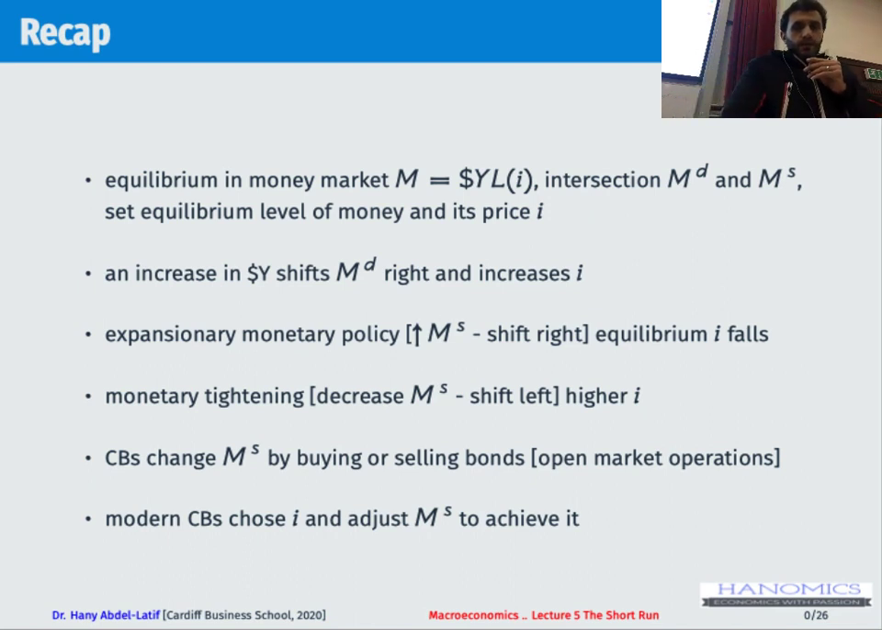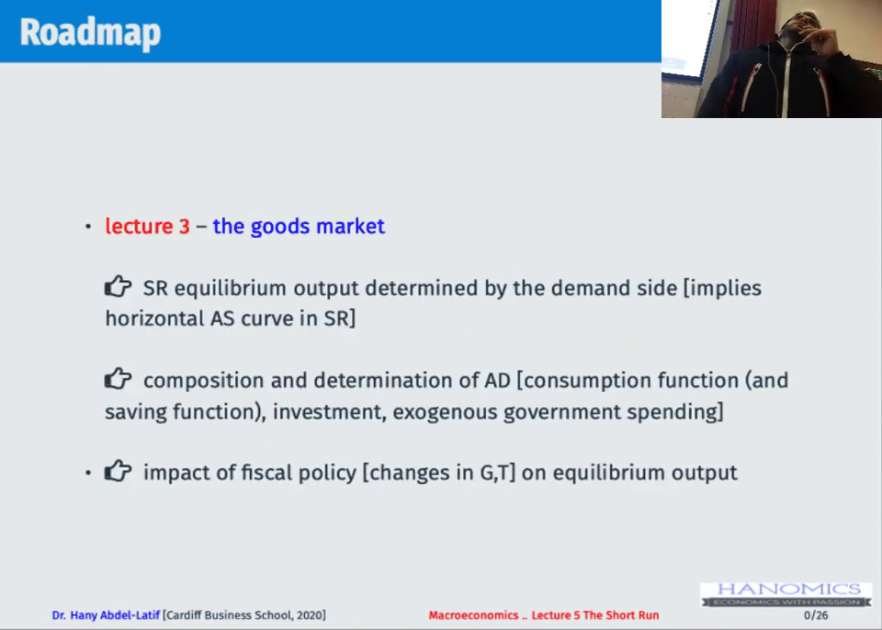This process is called open market operations. Okay? And we also highlighted the fact that most central banks today choose the interest rate. So the policy variable here is the interest rate, and then they adjust the money supply to achieve the chosen interest rate. This is exactly what we covered last lecture.